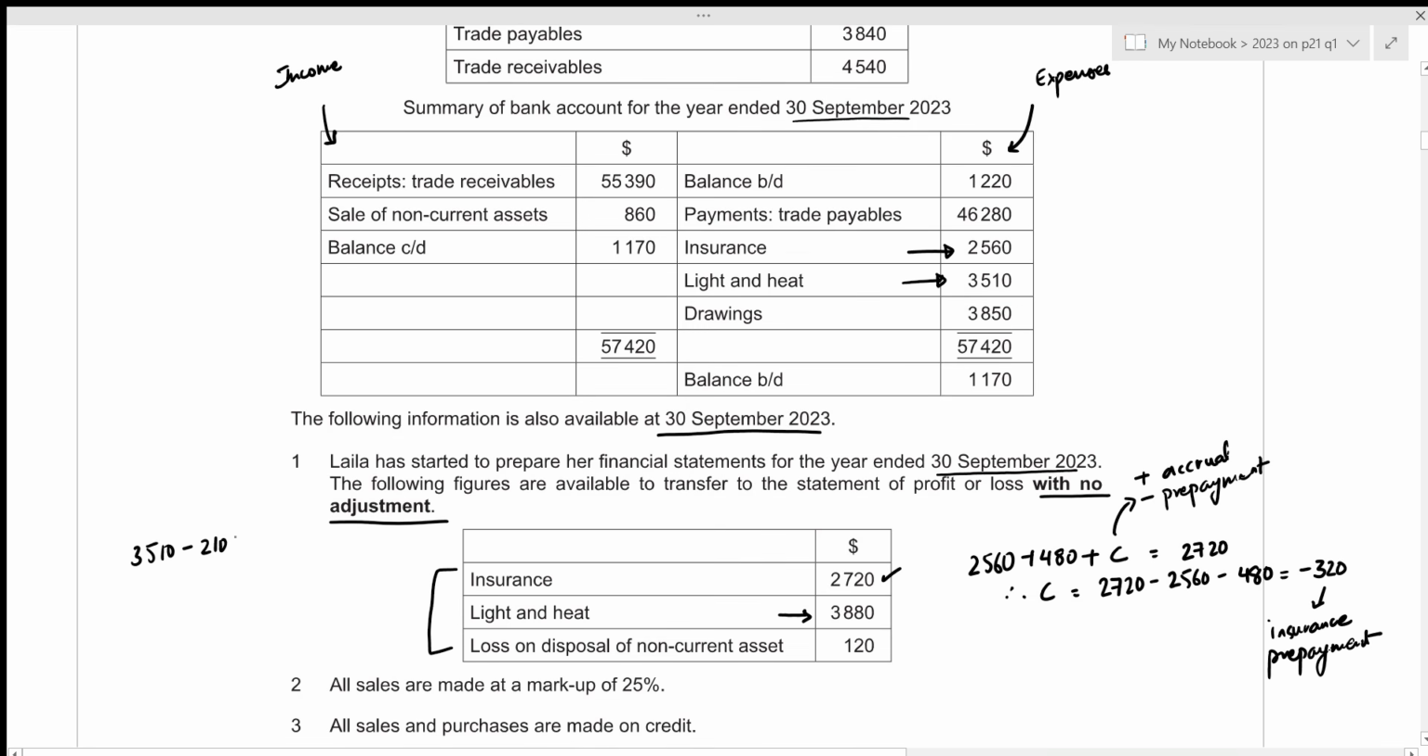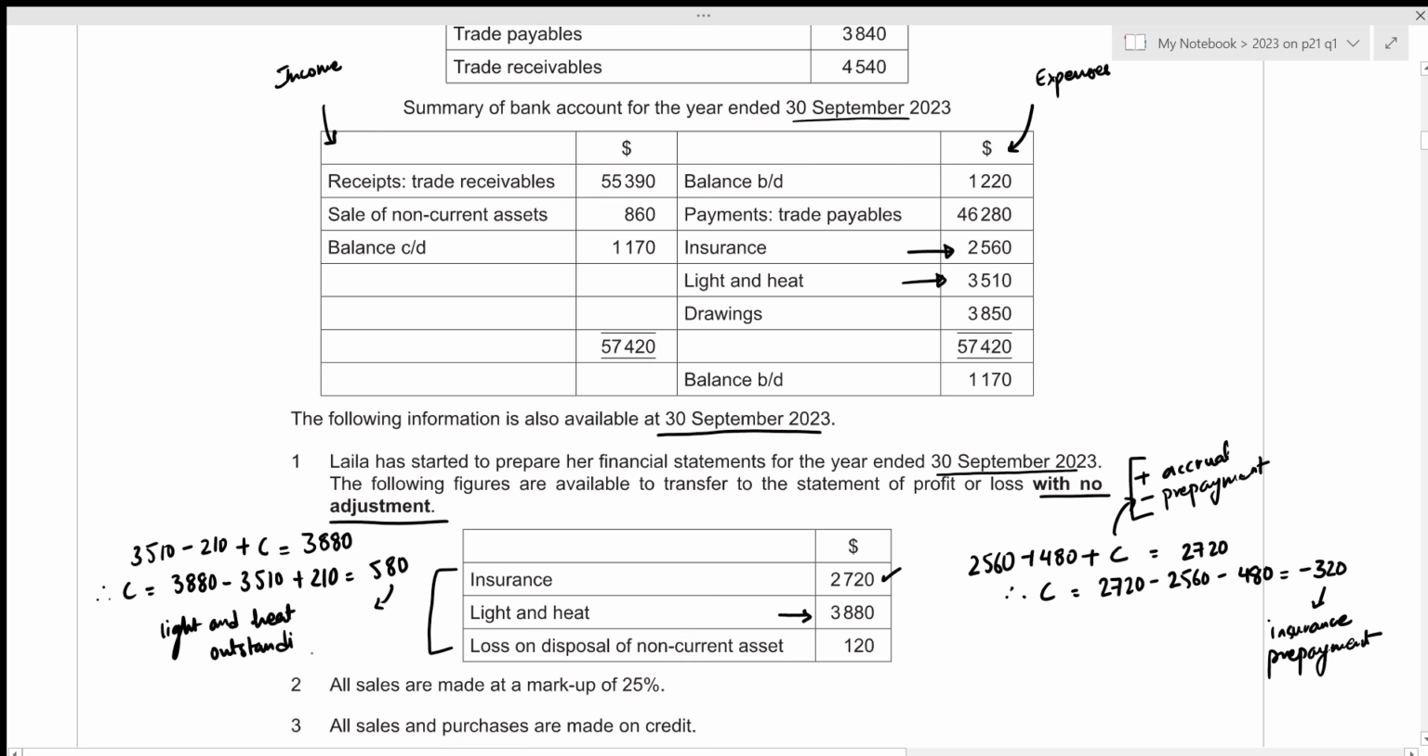Then we are trying to figure out our closing balance. And this will give the amount of 3,880. Again, the rule is the same. If our closing balance is a positive amount, then it will represent our closing accrual or closing outstanding amount. If the closing balance is negative, then it will represent a prepayment amount. In this case, our closing balance is just going to be 3,880 minus 3,510 plus 210. This gives the amount of positive 580. Since this is a positive amount, this amount is going to represent our light and heat outstanding at the closing date.